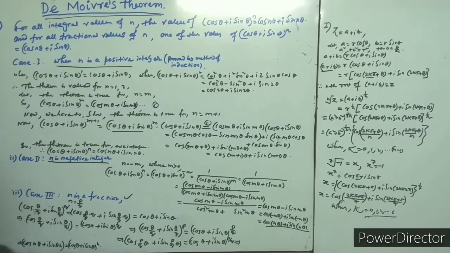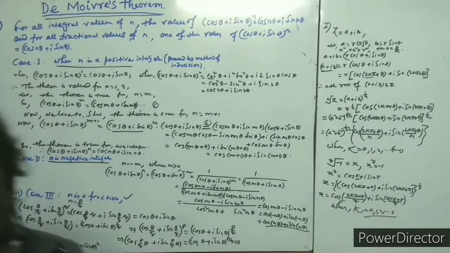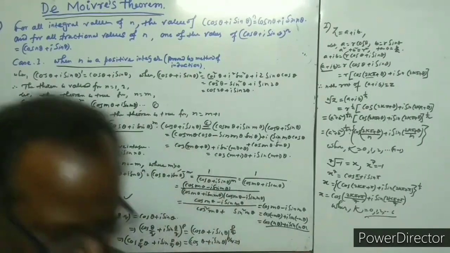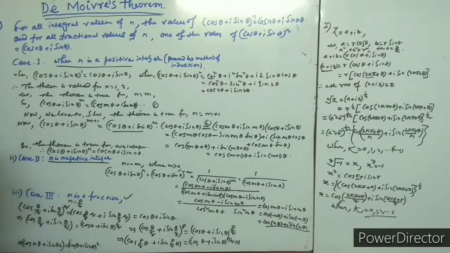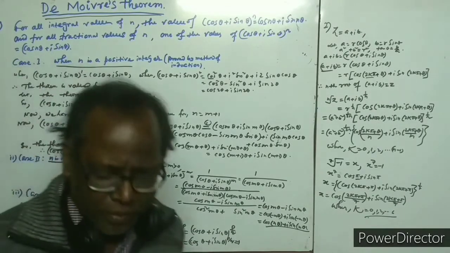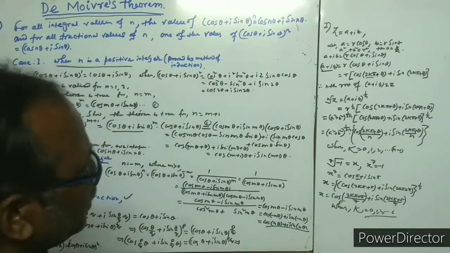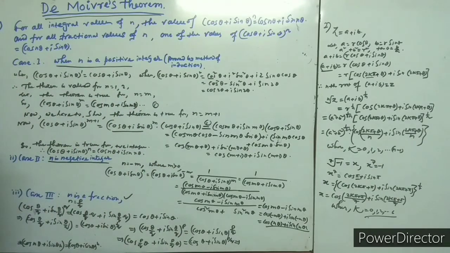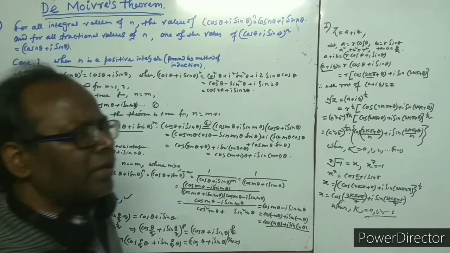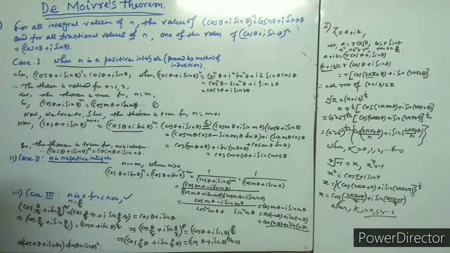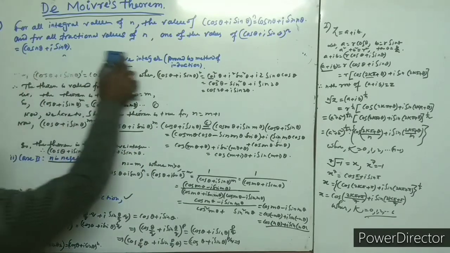Next point is there. This is the second point. Next point, the third point. That is the expansion of cosine theta and sin theta, where n is a positive integer.